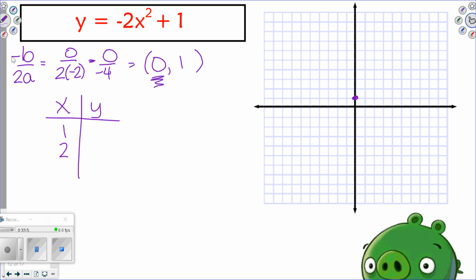All right, so if we plug in a 1, what do we get? Thank you. And if you plug in a 2, so what should I do with those points now? Let's plot them. So 1, negative 1, and reflect it. And then 2, negative 7, and reflect it. And that's what our beautiful parabola should look like.